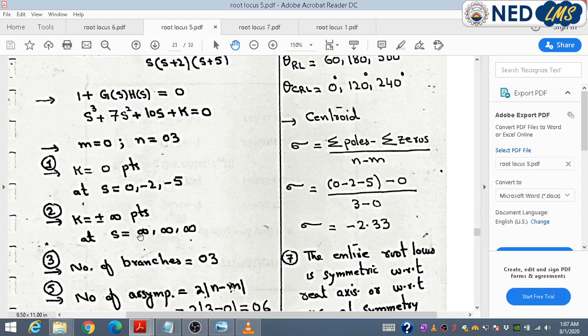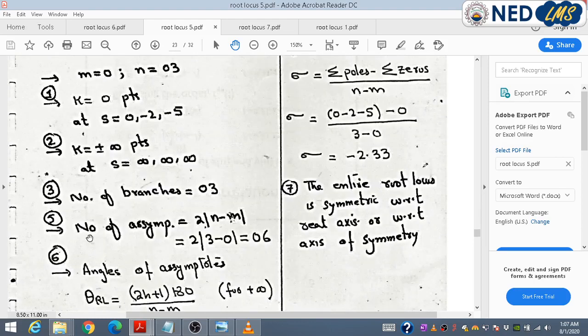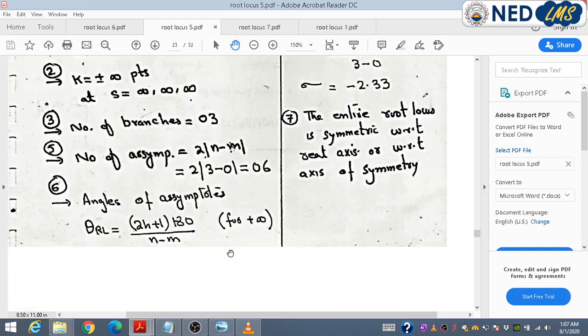Therefore, when I am applying the number of asymptotes, it comes out to be 6. 2 into 3 minus 0, where n is 3 and m is 0, means 3 positive infinity and 3 minus infinity make a total of 6. These are the 6 missing pieces of information, and they can be found by finding the angle of asymptotes.